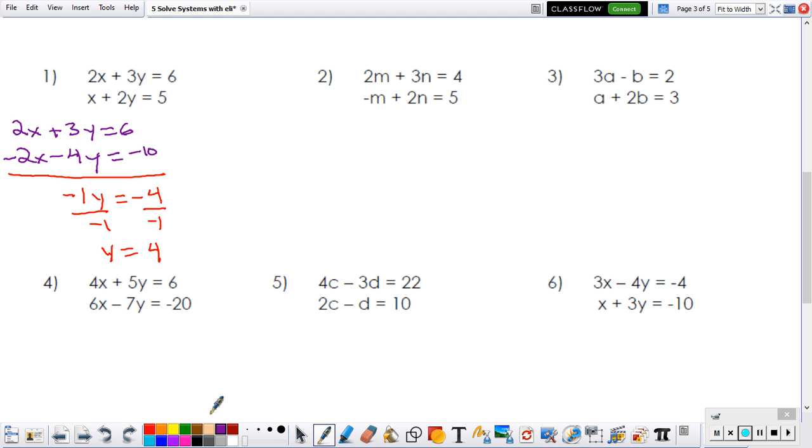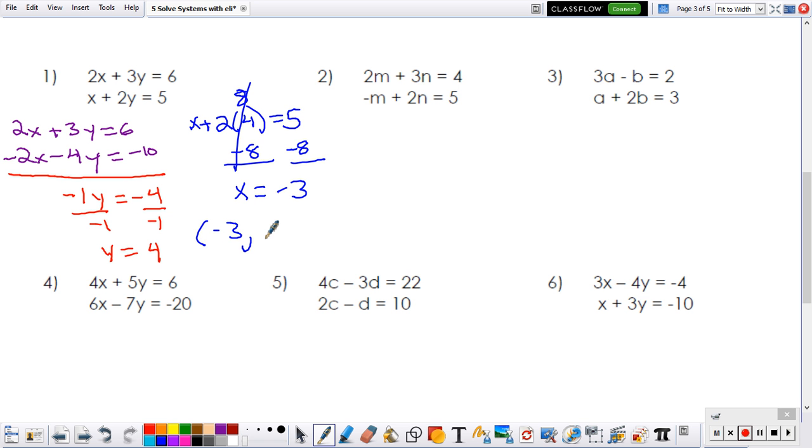So now let's see. X plus, instead of 2y, I'm going to say 2 times 4. 2 times 4 is 8. So I'm going to subtract 8 from both sides. And I get x equals -3. So my ordered pair is -3 and 4.